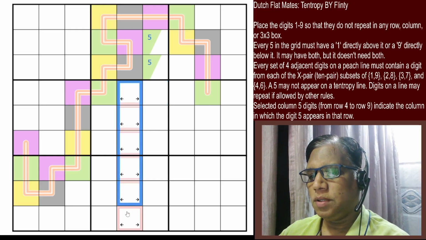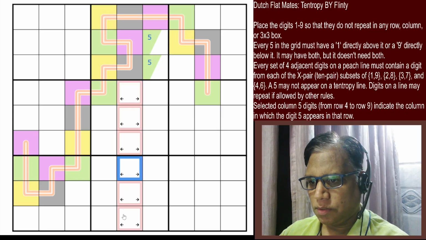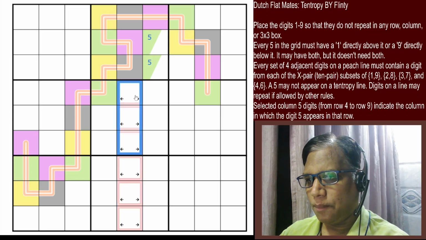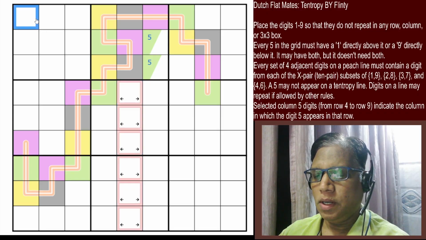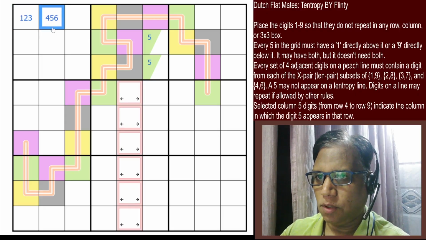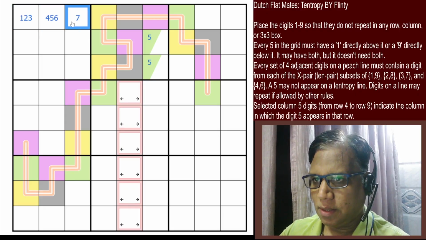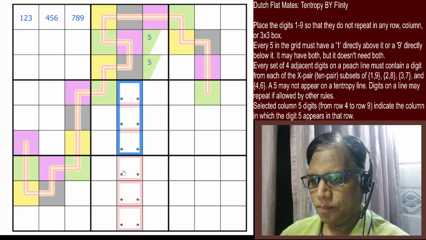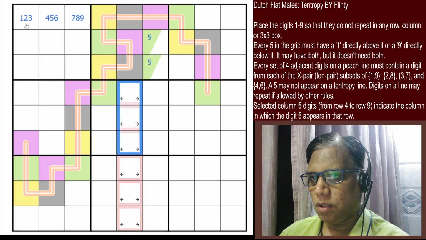Okay. So there are some things also about this indexing. See what happens in this indexing. If you divide the digits into these groups, one group is 1 2 3, one group is 4 5 6, and the other is 7 8 9. On this part, we must have one digit from each of these groups.